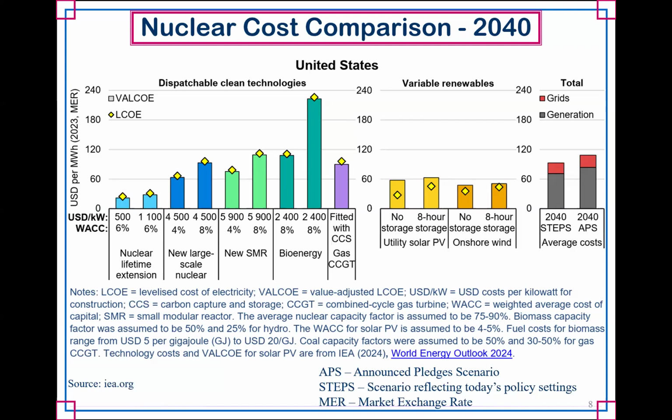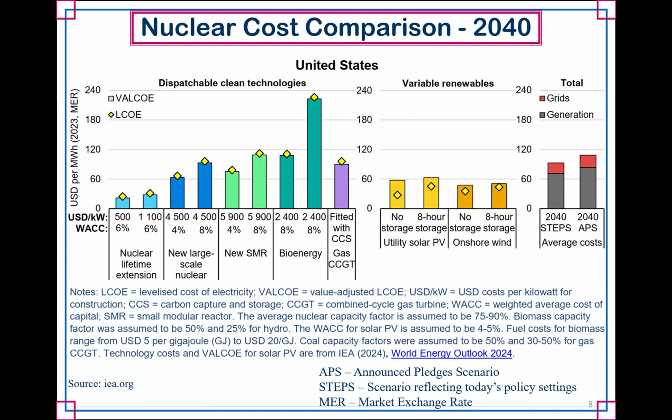Now you go to SMR, which is small modular reactors. These are the ones that, if you've been paying attention to the news, you have these very large data centers that use massive amounts of power for artificial intelligence processing. They're talking about building these small modular reactors.